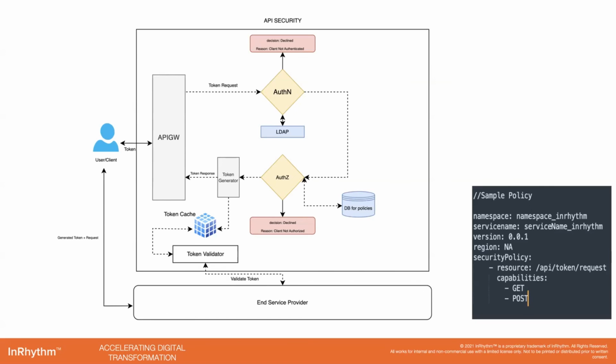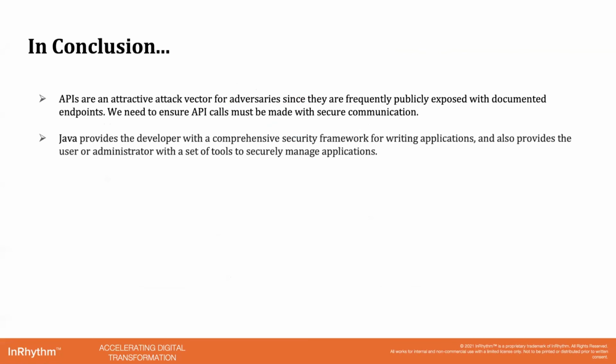Now when the client uses this token to call the end service provider application, they can verify if this token is valid, expired, or invalid. With valid tokens they can perform the transaction, and for invalid tokens, they'll get an exception saying that your token is expired. So now we understood the concepts of authentication and authorization and how they fit into our real world use case.